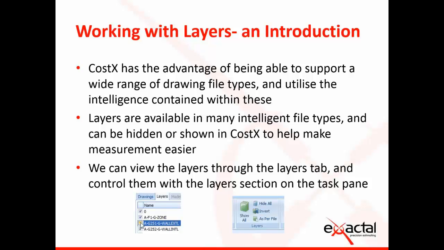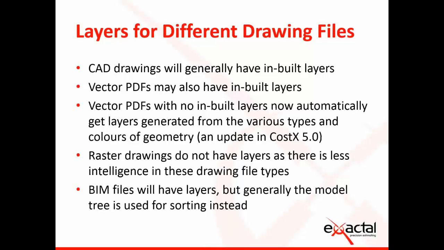CAD drawings will generally have inbuilt layers. Vector PDFs may also have inbuilt layers. Vector PDFs which don't have inbuilt layers now automatically get layers from various types and colors of geometry. This is an update in CostX version 5.0. Raster drawings do not have layers because there is less intelligence in these drawing file types, whereas BIM files will have layers, but generally the model tree is used for sorting or controlling a model view.